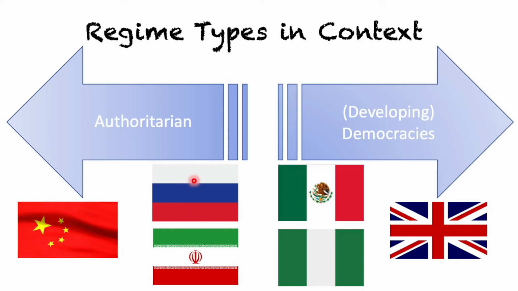Then we have Russia, which is what we would call a hybrid or an illiberal democracy, and both of those are authoritarian regime types because they are not really democratic. They might have some democratic elements, such as recent elections, but these were not really considered free or fair since so much was done by Putin's government to block the opposition.